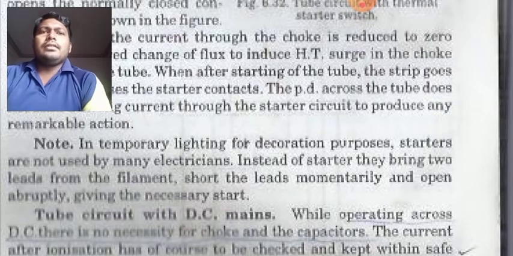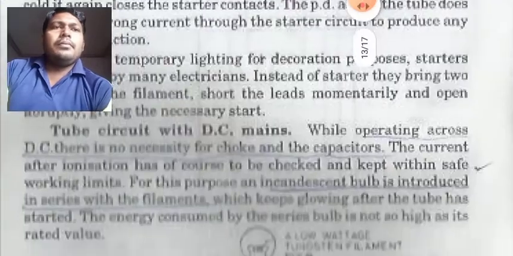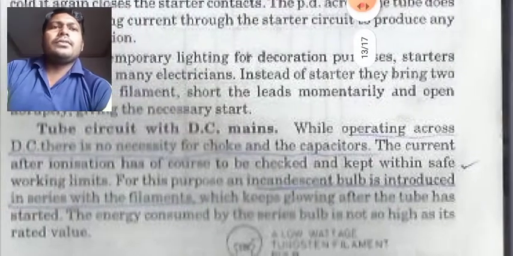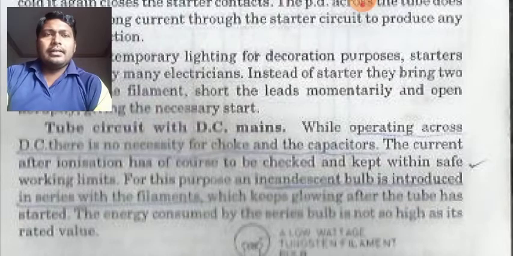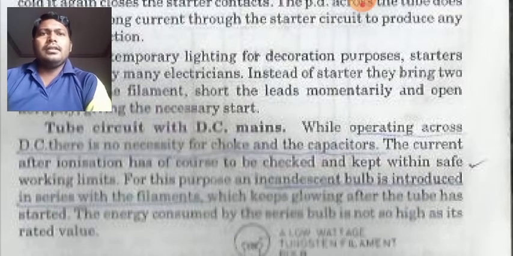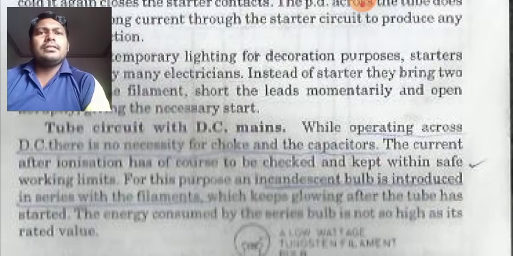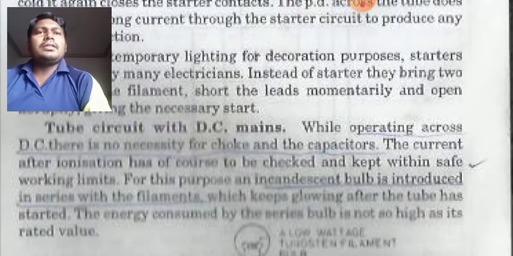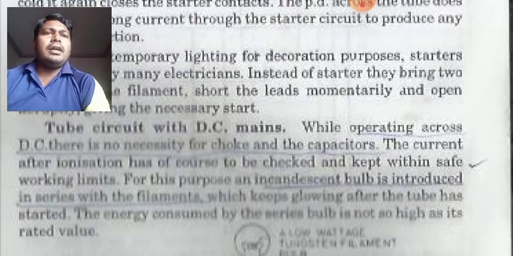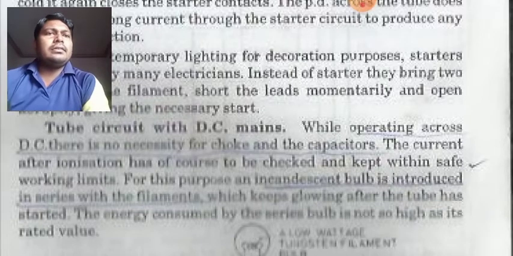Tube circuit with DC mains. So what happens if we use DC mains? When operating across DC, there is no necessity of choke and the capacitors. Right? So the current for ionization has, of course, to be checked and kept within safe working limits. For this purpose, an incandescent bulb is introduced in series with the filament, which keeps glowing after the tube has started. The energy consumed by the series bulb is not so high as its rated value.